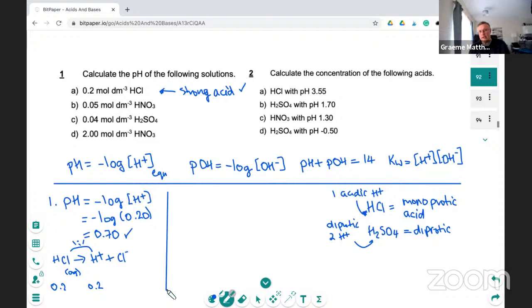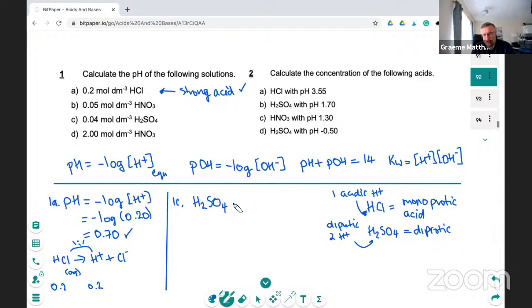They're not going to give you HCl. No, because that's too easy. All right, what they're going to do is they're going to give you something like, say, question 1C. So question 1C is, I've got a 0.04 molar solution of sulfuric acid, right? So on this one, let me answer it like this. You go H2SO4 like this, okay?